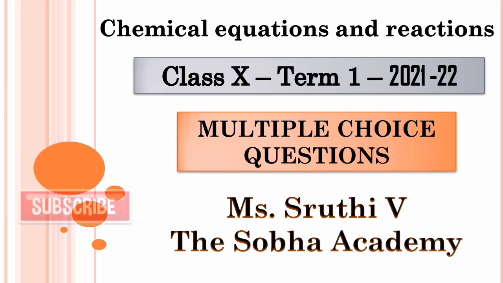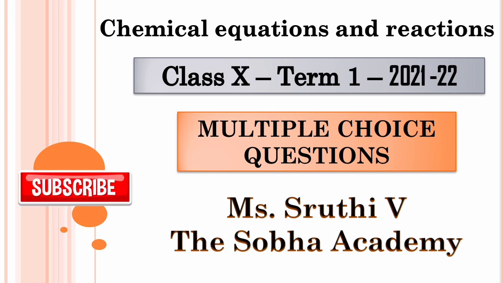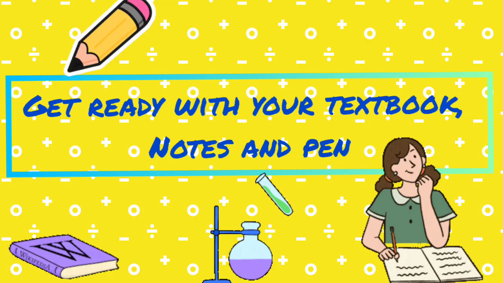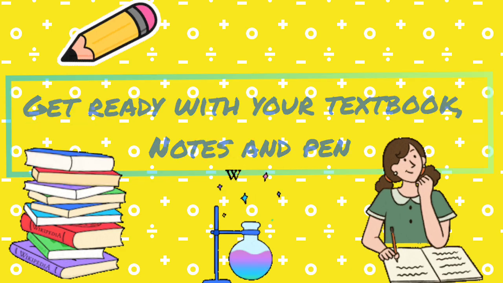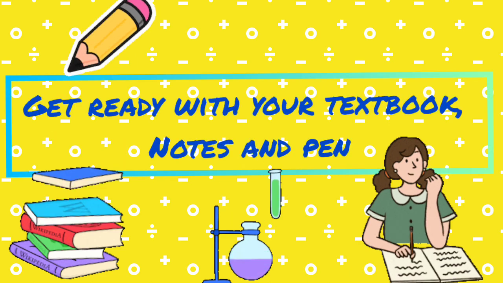Class 10, Chapter 1 Chemical Equations and Reactions, a revision through multiple choice questions. Now, we all are very clear with the type of assessment to be held in this academic year 2021-22. For the first term, we will be having multiple choice questions which include case-based MCQs and assertion reason type questions. There are 10 questions discussed in this video. You can check for the part 2 and 3 videos for the next set of MCQs. So get ready with your textbook, notes, pen, pencils, whatever you want, and let's start solving the questions.